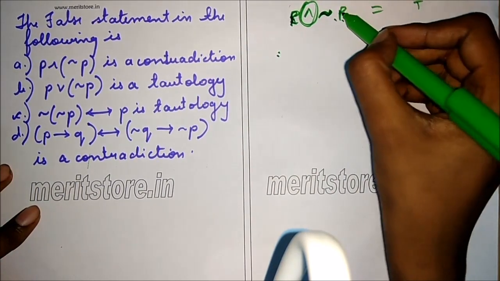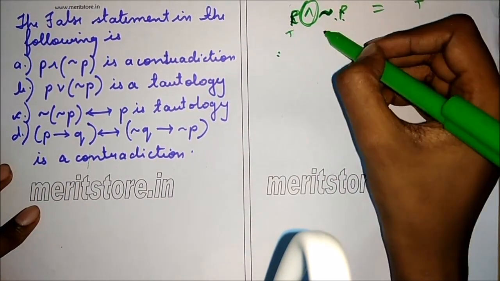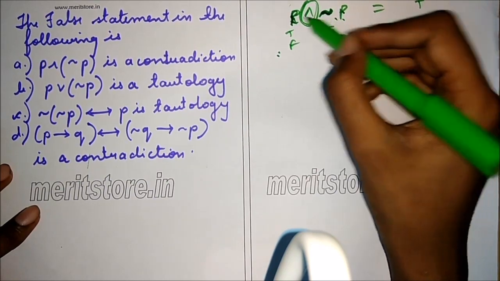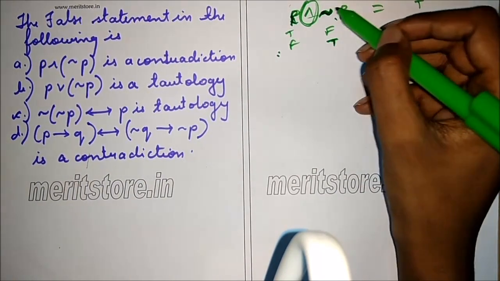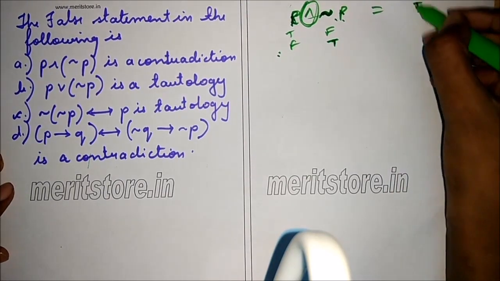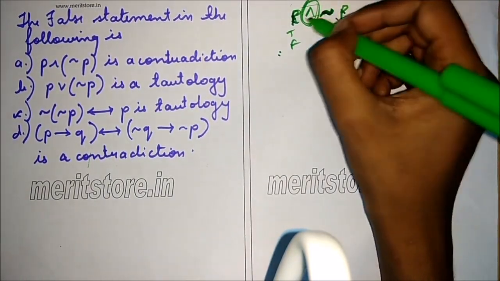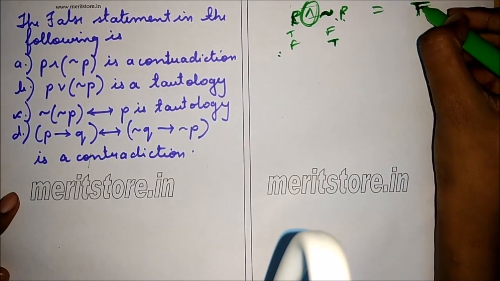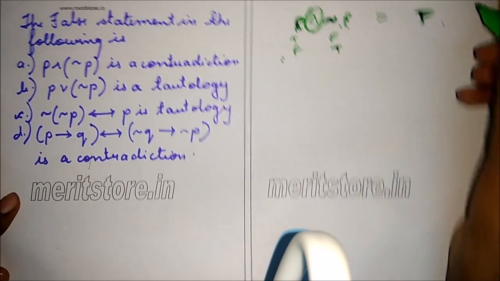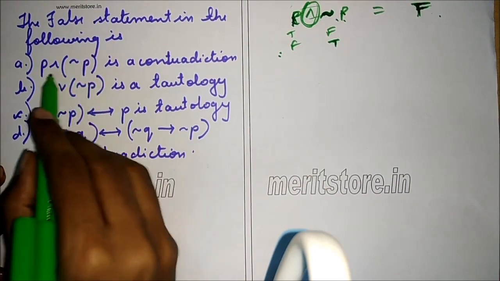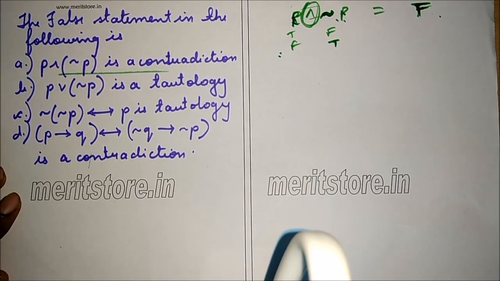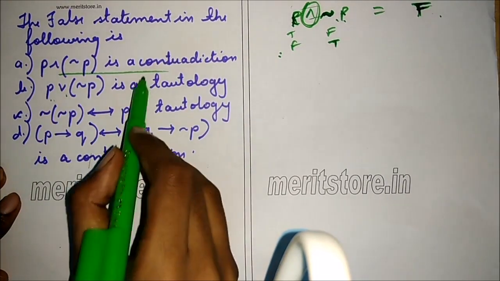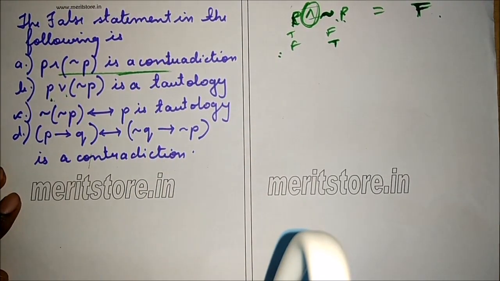So when this is true, this is false, and when this is false, this is true, since this is a negation. So they cannot be true at the same time. So this is always false. Since this is always false, it will be a contradiction. So statement A is correct, which says P and negation P is a contradiction. This is true. So let's check the second statement.